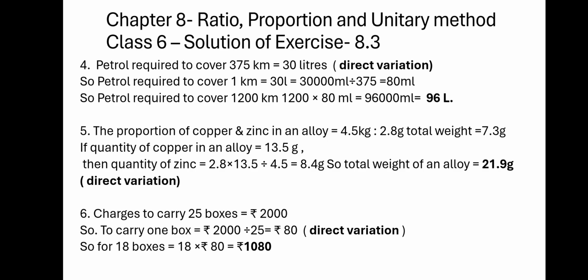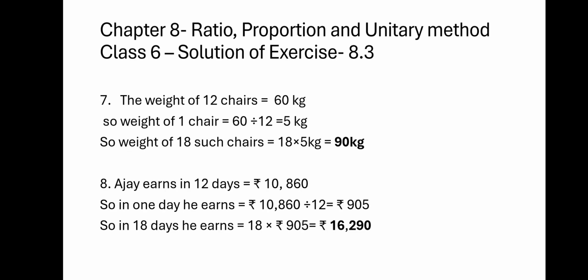6. The charges to carry 25 boxes equal 2000. So to carry one box it will be 2000 divided by 25, which is 80 rupees. So 18 boxes can be carried for 1080 rupees. 7th question. The weight of 12 chairs equals 60 kg. So the weight of one chair equals 60 divided by 12, that is 5 kg. So the weight of 18 such chairs is 18 into 5, that is 90 kg.